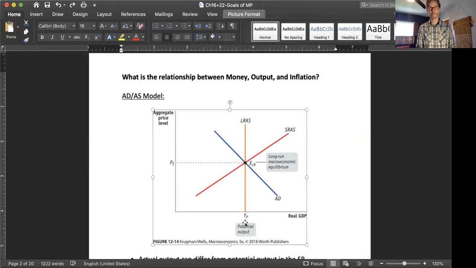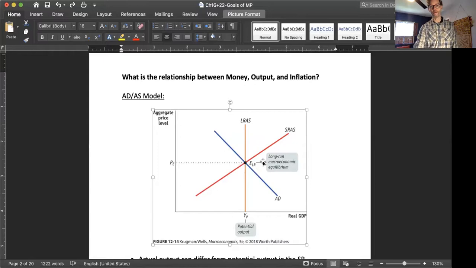And so output can be too high. Notice here, if output is too high, that's going to begin to affect the price level in ways we're going to talk about in a moment. Or if output's too low, that also impacts the price level. When output is too low, we call that a recession. And if output is higher than potential output, we would call that an expansion.